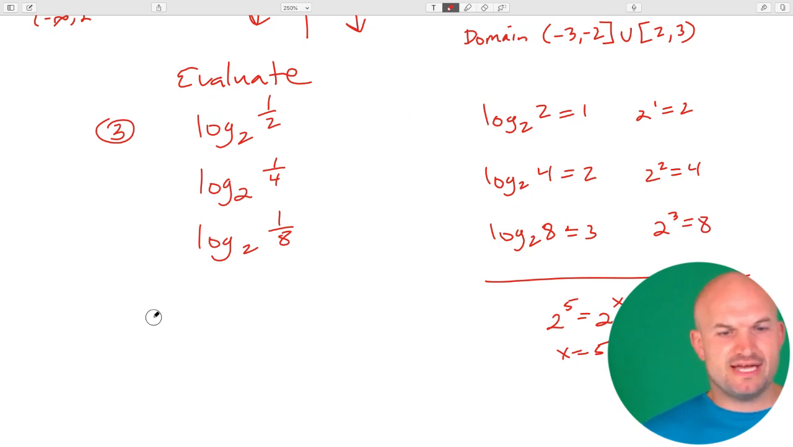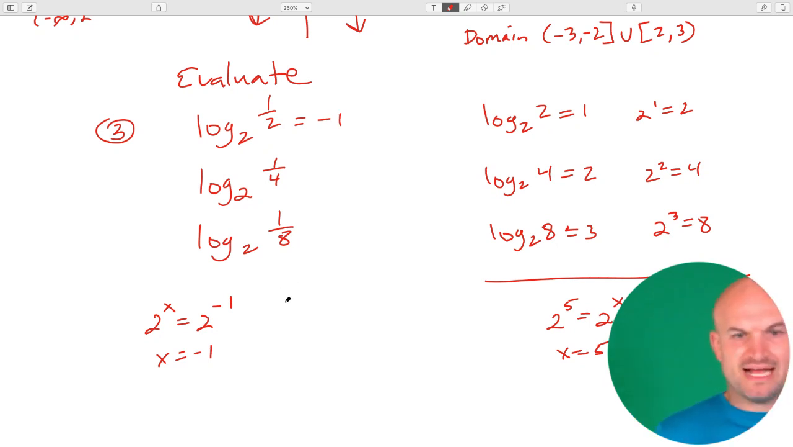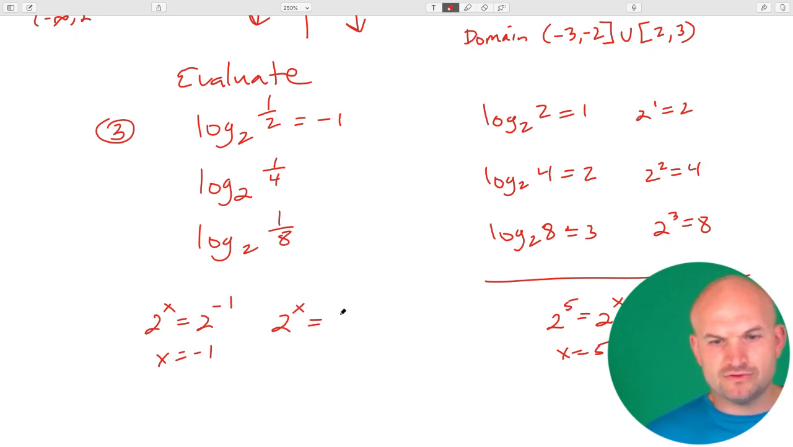So if I say 2 to the x is equal to 2 to the negative 1st, that means x is equal to -1. And that's exactly right. 2 is first to the negative 1st power. So in this case, for the next one, it gets a little bit tricky again. We're going to use a couple of rules of the exponent. So 2 to what power is equal to 1/4?